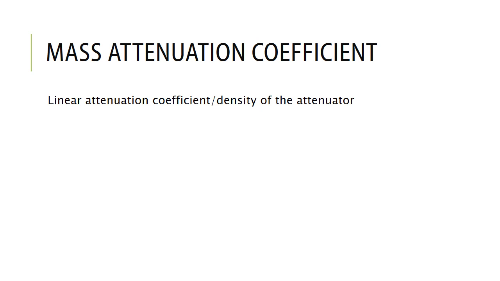The mass attenuation coefficient is the linear attenuation coefficient divided by the density of the attenuator. When the density of the material is given in grams per cubic centimeter, the units of the mass attenuation coefficient are going to be centimeters squared per gram.